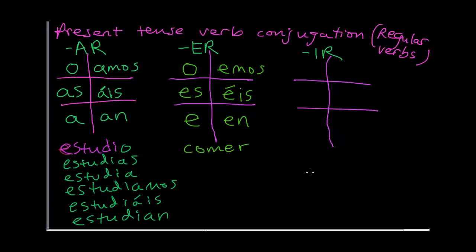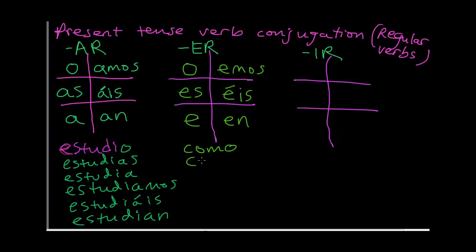So a verb like comer, to eat, is a regular ER verb. Drop the ER, and for the yo form, o: yo como is I eat. Tú comes is you eat. Ella come, she eats, or usted come, you eat, but formal. Nosotros comemos, nosotros is we, so we eat. Vosotros coméis. Ellos comen.